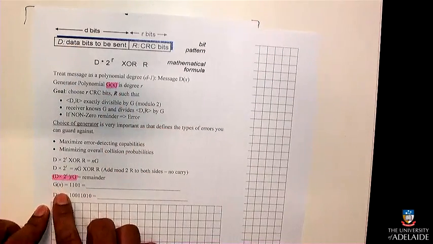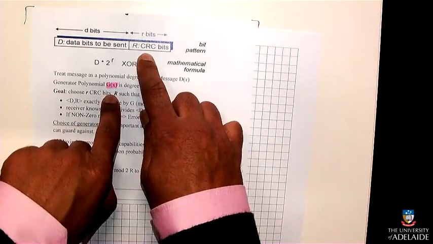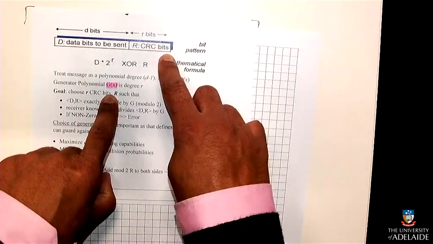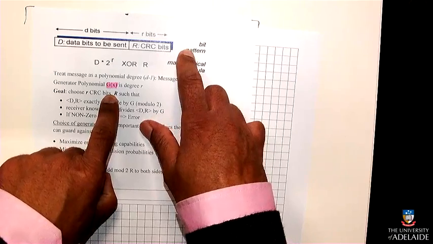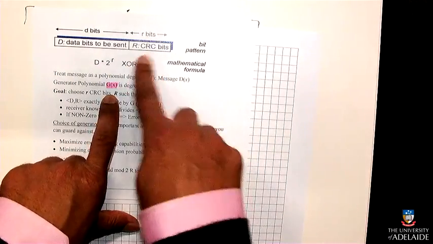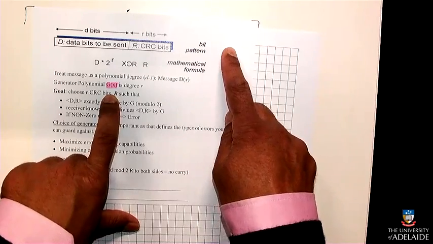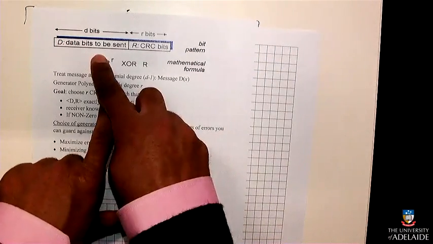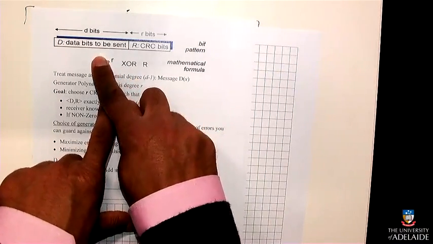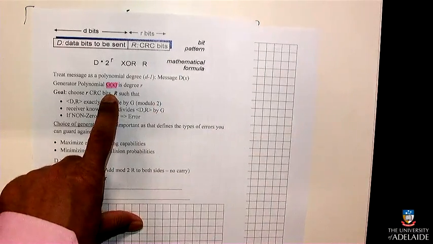So the goal is to find the number that I can put in here such that if I take this whole piece of data and divide it by G, I get a remainder of 0. That's ideally what I want. This is the data you want to send, and my goal is to find the extra bits such that if I divide this whole thing by G, I get 0 as a remainder. If you think of the data as 8 and my generator as 5, my goal would be to add 2 to 8, which gives me 10, which is divisible by 5 with a remainder of 0.